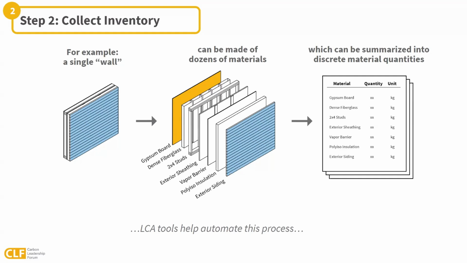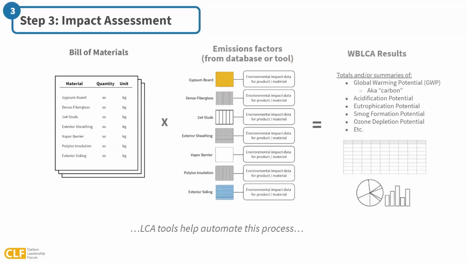On to step number 2. As mentioned, buildings are made up of hundreds of individual products and materials, often constructed in complex assemblies. Collecting a material quantity inventory in whole building LCA requires breaking down all the constituent assemblies of a building into their unique individual materials and material quantities to generate a bill of materials. And LCA tools are frequently used to help automate this process.